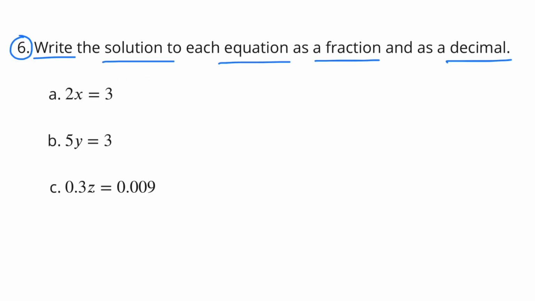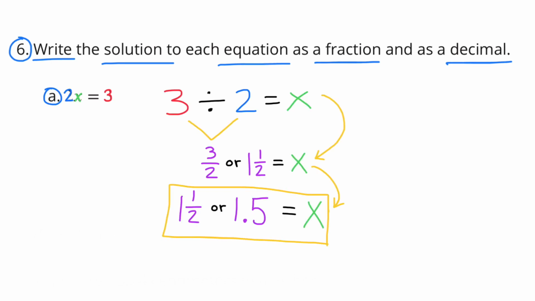Number 6. Write the solution to each equation as a fraction and as a decimal. A. 2x equals 3. That can be rewritten as 3 divided by 2 equals x, which is 3/2 or 1 1/2. X equals 3/2 or 1 5/10.